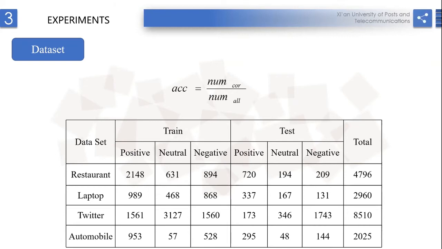Four different languages have considerably different expressions for sentiment. The performance of the model is evaluated on 4 different language datasets, including Chinese and English. As shown in the table, the dataset is divided into a training set and a test set. The first 3 rows are English datasets, and the last one is Chinese.